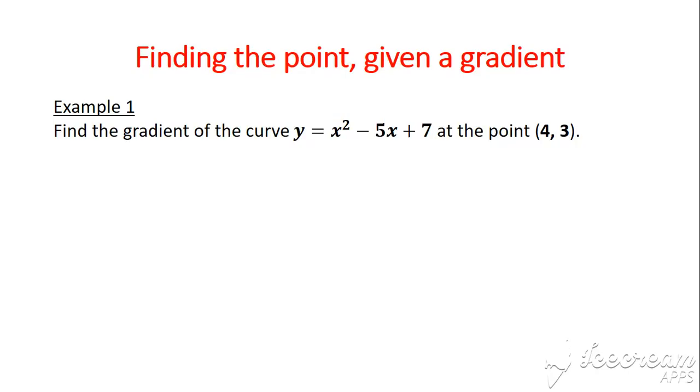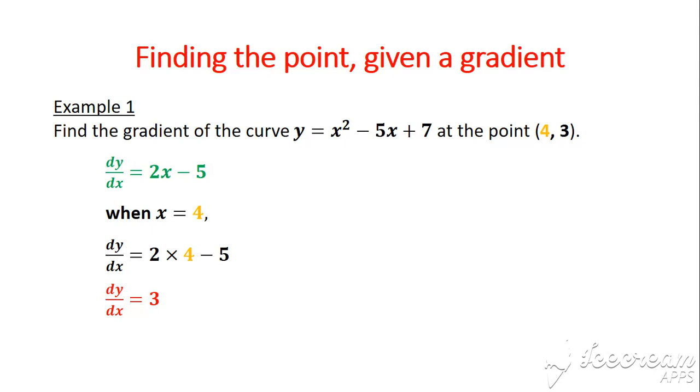Let's go back and look at what we did in the last video just to get you brushed up again. Example 1, find the gradient of the curve y equal to x squared minus 5x plus 7 at the point 4, 3. So let's differentiate and let's use some formal notation just to get you familiar. Instead of using y dash, let's use dy over dx. So the x squared differentiates to 2x, the minus 5x differentiates to minus 5, and the plus 7 differentiates to 0. So the gradient rule is just 2x minus 5.